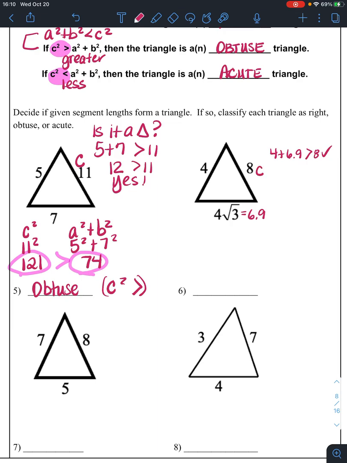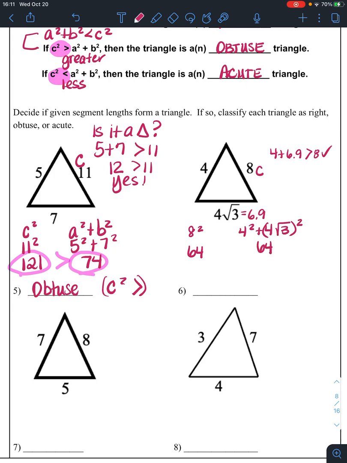Once I know that it's a triangle, we have to decide which is my longest side. Well, that means 8. 8's my longest side. So I would do 8 squared, and then I would do 4 squared plus 4 root 3 squared. Be careful, 4 root 3 squared in parentheses. So 8 squared is 64, and 4 squared plus 4 root 3 squared, all in parentheses, is also 64.